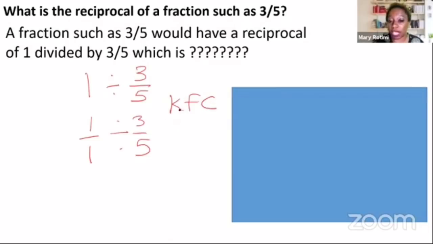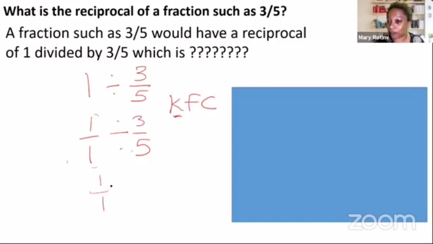And what does that mean? The K means you keep the first fraction as it is because you're dividing. The F means you flip the second fraction, and the C means you change the divide to times, all right? So I'm going to show you how you can get the maximum mark in GCSE for this question. You know the answer is 5/3 for the reciprocal of 3/5, but that's not enough to get you the marks. So we're going to write 1/1, because we're keeping the first fraction.